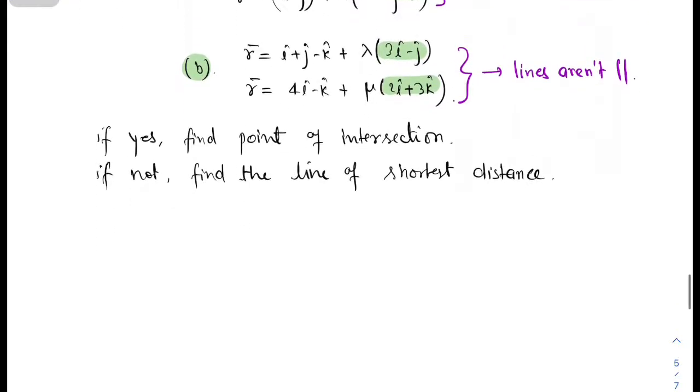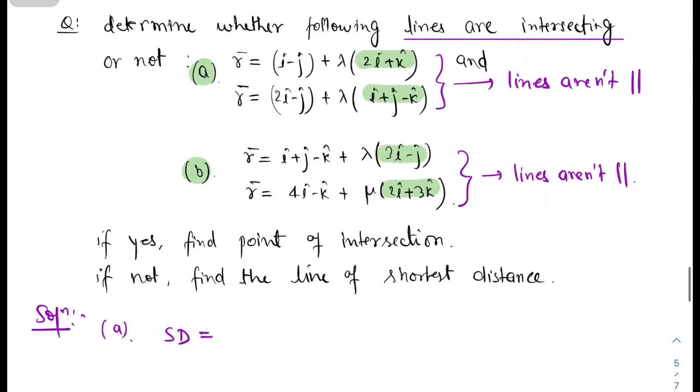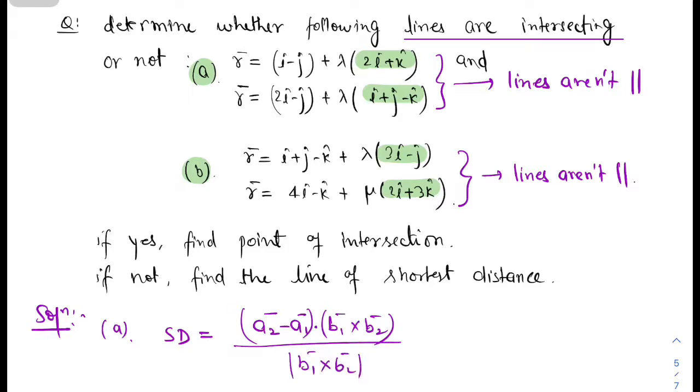So let's see how we can do it. First, I am going to write the shortest distance: B1 vector dot of A2 minus A1 vector cross B1 and B2, divided by modulus of B1 cross B2. This is the formula. This is A1, B1, A2, B2.